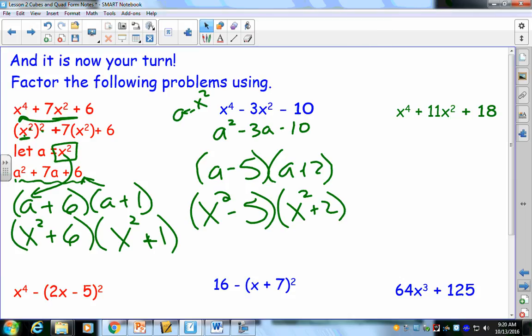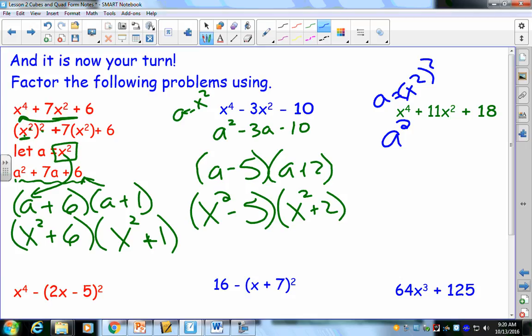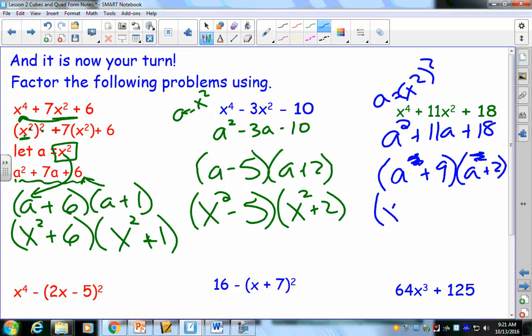All right, in my next example, we can put a in place of x squared again. So I've got a squared, because it's really x squared squared, plus 11a plus 18. Two numbers that multiply to 18 and add up to 11 are, of course, 9 and 2. Sorry, I didn't mean to put that there. So I have x squared plus 9 and x squared plus 2. Can either of those be factored further? No. Yes, x squared and 9 are perfect squares, but that's a plus, not a minus, so I can't do it.